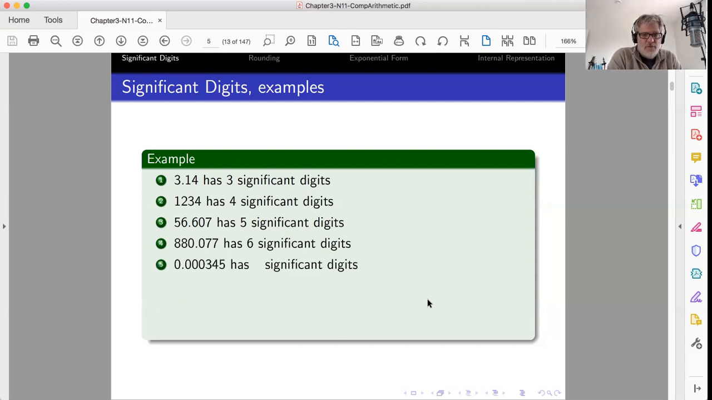This one is important: the zeros there in front are not significant. They don't mean anything. Think about it this way: you could rewrite this number in a different way without those zeros, and you'd get the same amount of information. So 0.000345 has 3 significant digits. That's where the information is.